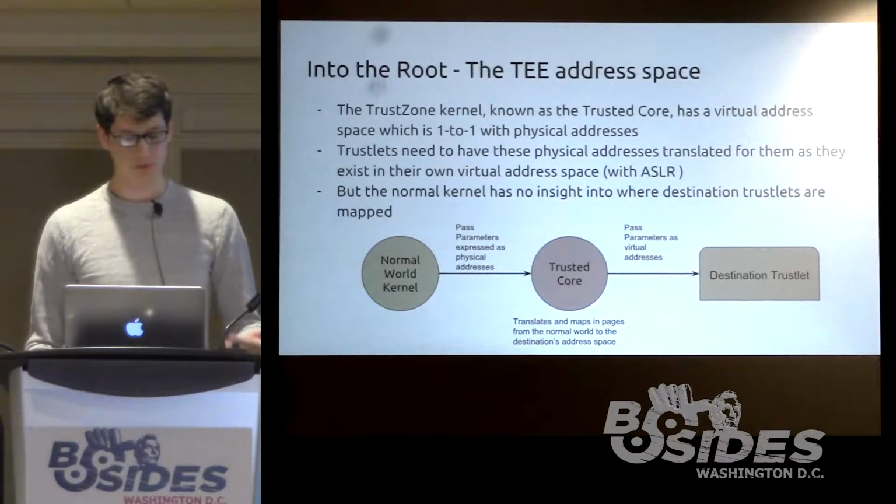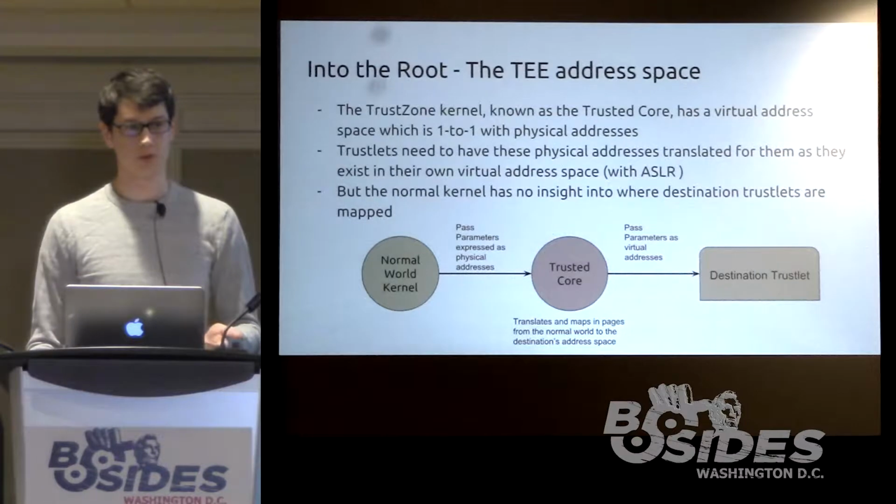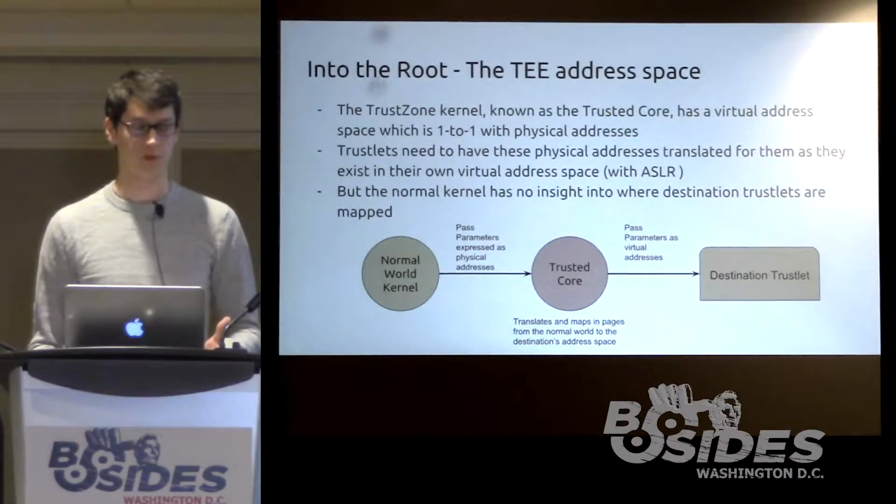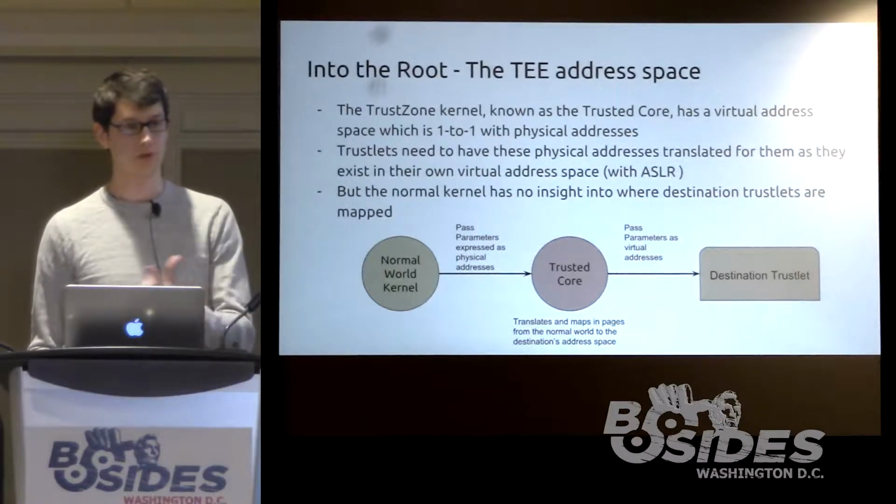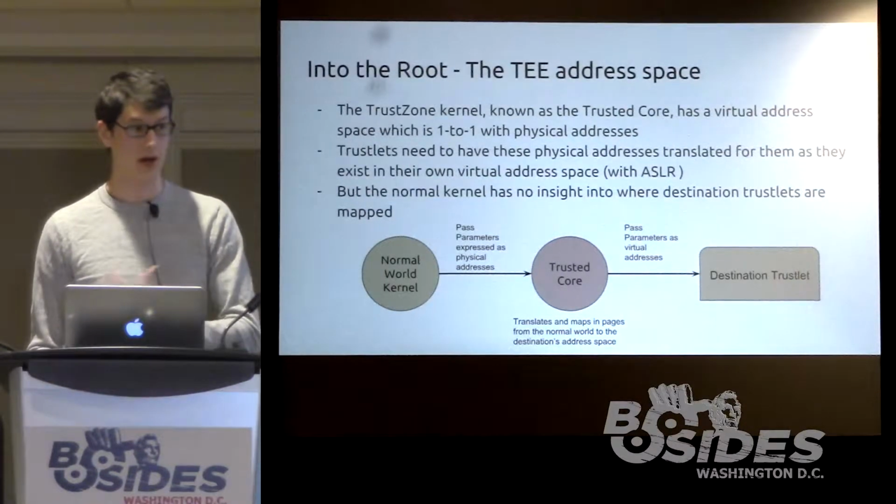So to pass up pages to the trusted core, the normal kernel is going to find the memory reference that it's interested in. Say I'm a Userland app that wants to pass up a buffer to the trustlet. It's going to look up the physical page address of that buffer, and pass that to the trusted core. The trusted core is going to say, I know exactly what you're talking about. I know physical addresses as well.